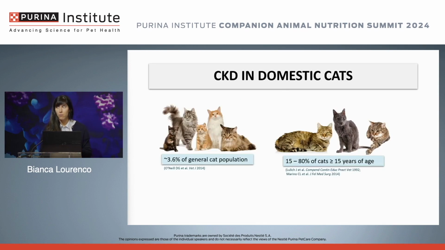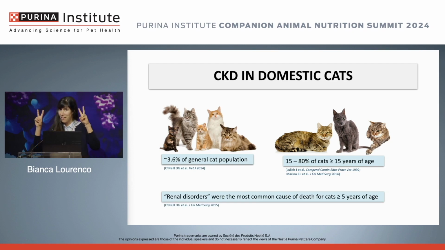Now, cat people really like chronic kidney disease, you might know, and the reason why we like talking about it is because it's very, very common. It affects up to almost 4% of the general feline population, and depending a little on the studies, almost up to 80% of cats that are 15 years or older, and you know that cat people typically have very old cats. We also know that renal disorders, of which chronic kidney disease is the most common, are the leading cause of death for adult and geriatric cats. So this is really important.